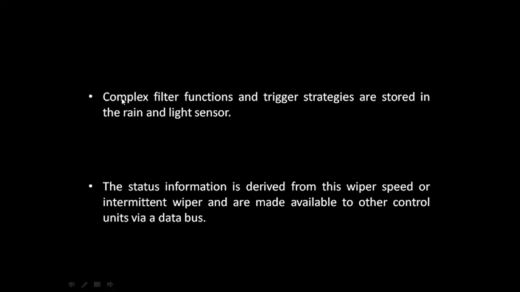As we have already seen, the sensors are quite helpful. We can also find that the complex filter functions and trigger strategies are stored in both the rain and light sensor. The status information is derived from this; wiper speed or intermittent wiper timing are made available to the control units via a data bus.